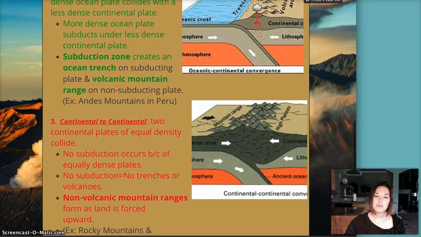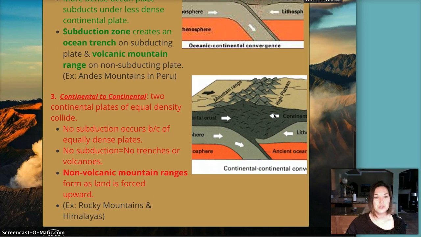The final type of convergent boundary is a continental to continental convergent boundary where two continental plates come together. Now the difference here is that both of these continental plates have the same density, so there will be no subduction. I know this picture is a little deceiving. It kind of seems like there's some subduction here, but there really is not. And I know there's no subduction here because there's no trenches and there's no volcanoes. No subduction equals no volcanoes.